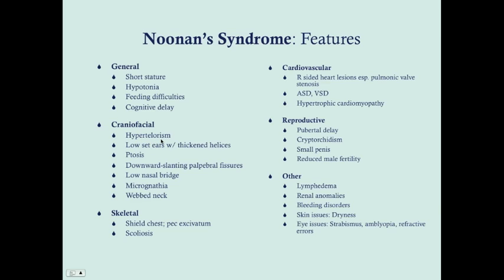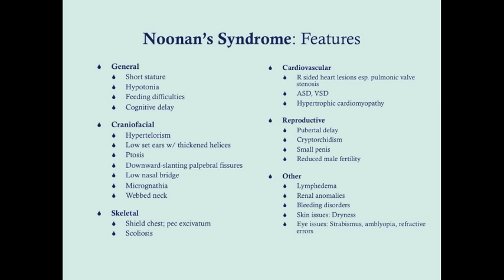So hypertelorism, that's one thing. Their eyes are set far apart. Another big thing is they have low set ears, and not only are they low set, but the helices, the edges of the ears, are thickened. They may also have ptosis, which is like a droopy eye. They can also have downward slanting palpebral fissures, so they kind of look like sad puppy eyes. Low nasal bridge, micrognathia, and webbed neck.